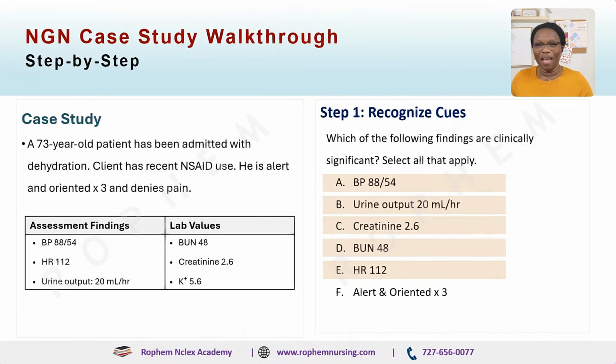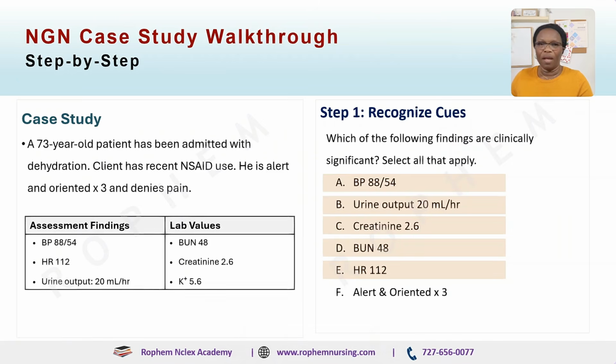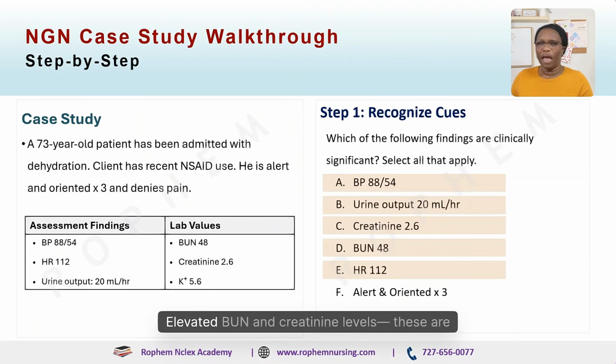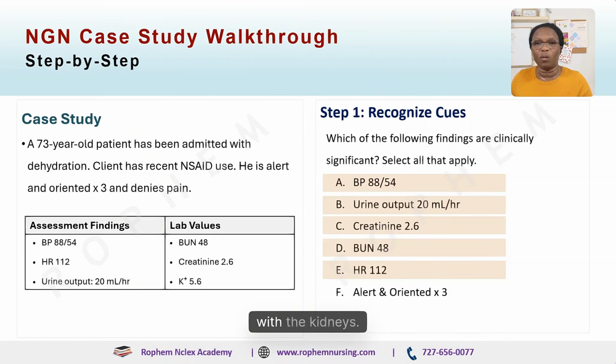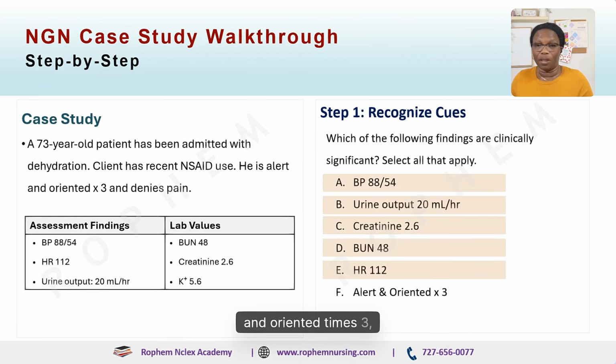Let's break it down. Hypotension is concerning as well as low urine output, and they are significant because there is poor renal perfusion. Elevated BUN and creatinine levels, these are abnormal, and they are telling us that something is wrong with the kidneys. Tachycardia is also significant in a client who is dehydrated. There is no problem with the patient being alert and oriented ×3, so answer choice F is not correct.